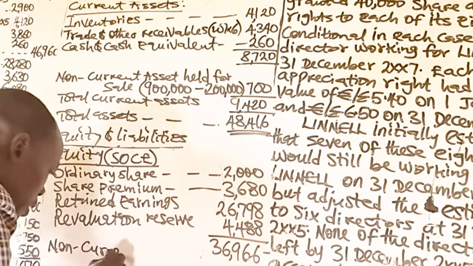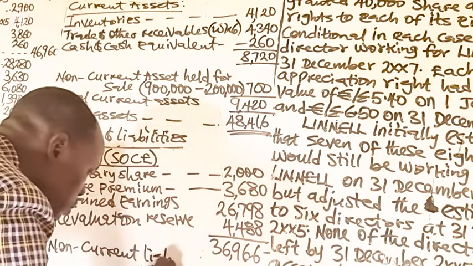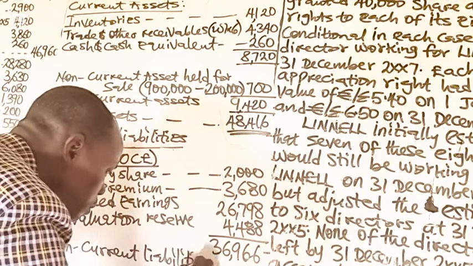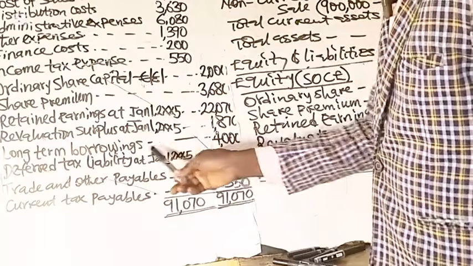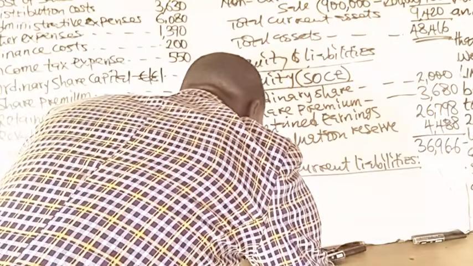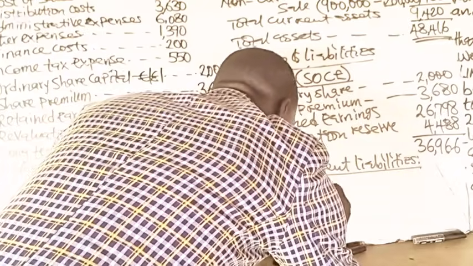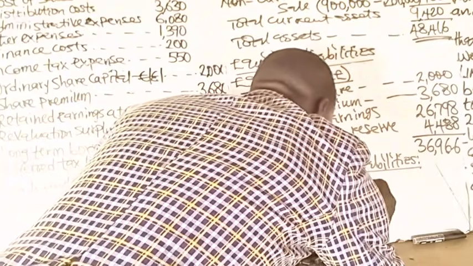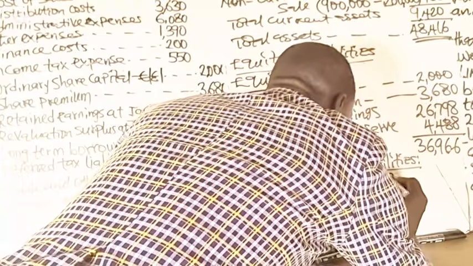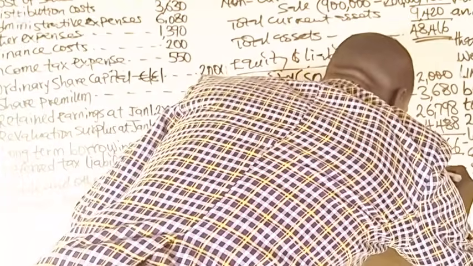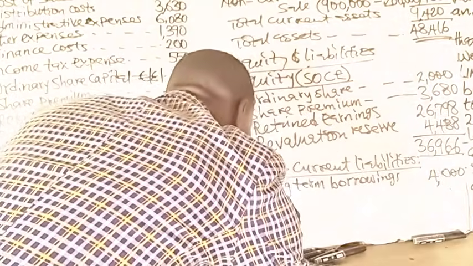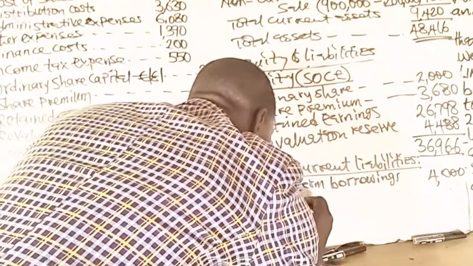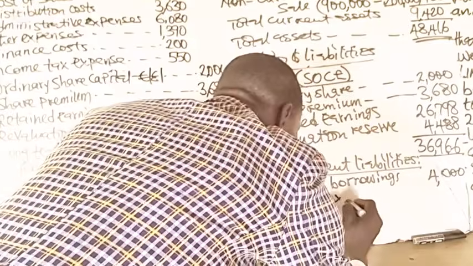Non-current liabilities. Under non-current liabilities, we have long-term borrowings of 4 million. Then we also have deferred tax liability.